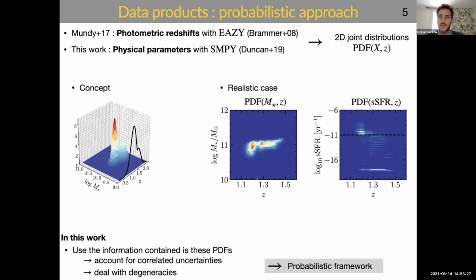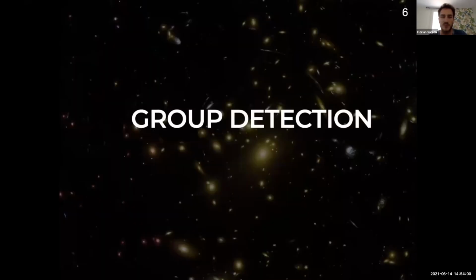Here you can see, in a realistic case for 1 galaxy in the VIDEO survey, the probability distribution function of stellar mass and redshift, and here for specific star formation rate. The idea in this work is to use this information contained in this delocalized estimate of the parameters to account for correlated uncertainties between the different parameters in SED fitting and deal with the degeneracies when classifying galaxies. So we'll use a probabilistic framework.